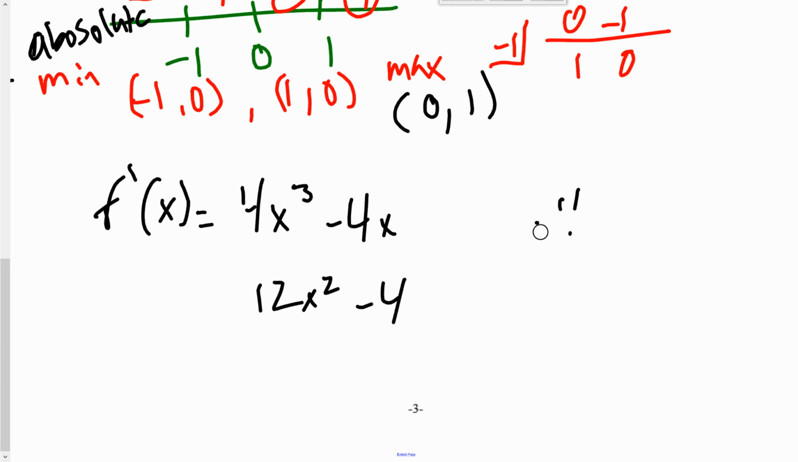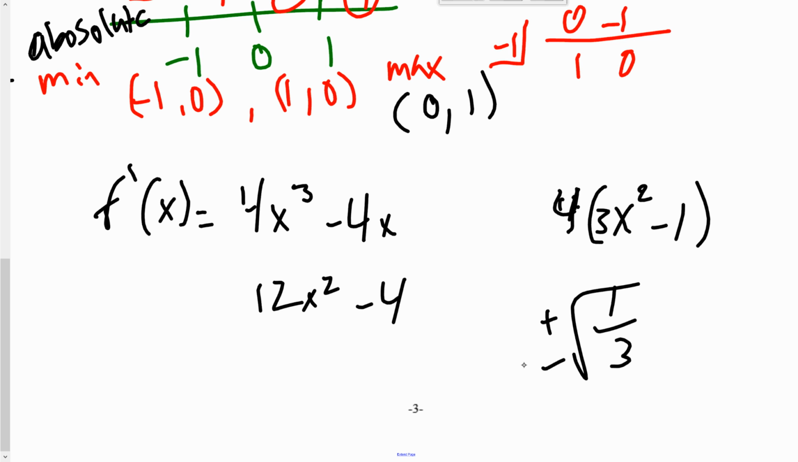Okay, factor out a 4, and we get 3x squared minus 1. See the quality? It's going downhill. And that's not going to factor, so I have to use the quadratic formula, or I can square root because I'm missing my b. So plus or minus root 3. So those are my values. I have to figure that out on my calculator.